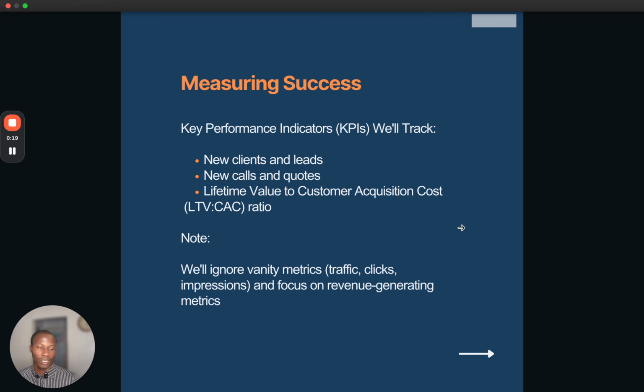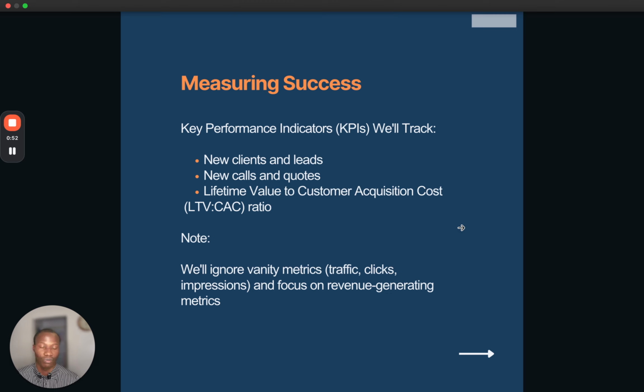The key performance indicators we're going to be tracking are new clients and new leads, or new calls and new quotes, then the lifetime value to customer acquisition cost, versus how much it actually takes to acquire a customer. So those are the kind of metrics we're going to be looking at, because it's almost unrealistic for you to start tracking clicks, traffic, impressions when you're not actually generating any revenue. So for any local service business, you should be keen on generating revenues.